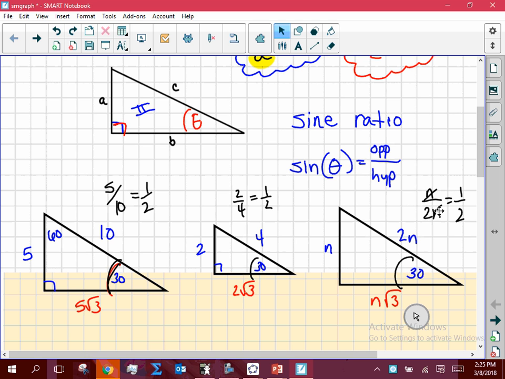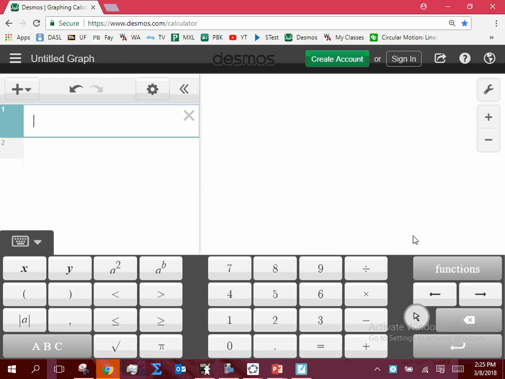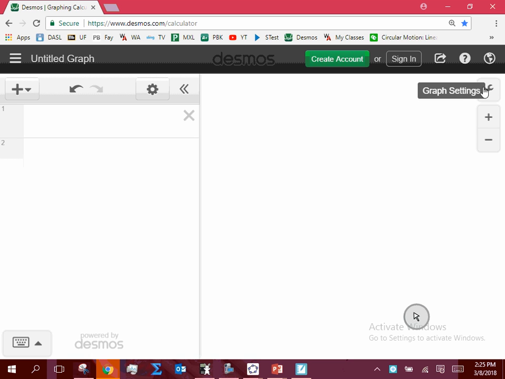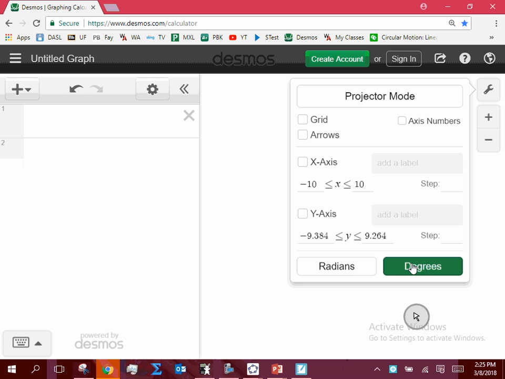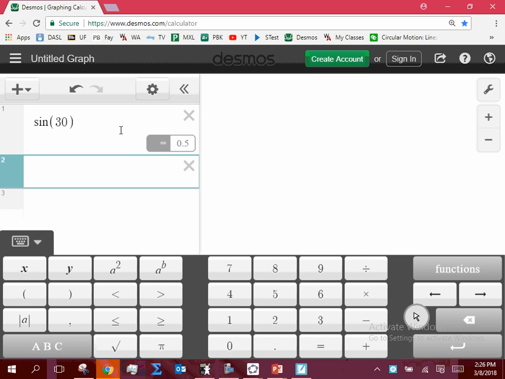I want you guys to go to Desmos.com. I want you to have that calculator open and running. Actually, before we type anything in, come up to this wrench up here and go down to where it says degrees, and just make sure degrees is highlighted green. All right, and then come over here into the column that you can use your calculator and just type in sine, parenthesis 30, and what's it spit back? 0.5. It's spit back the same exact 1/2 that we found in all those examples, right?